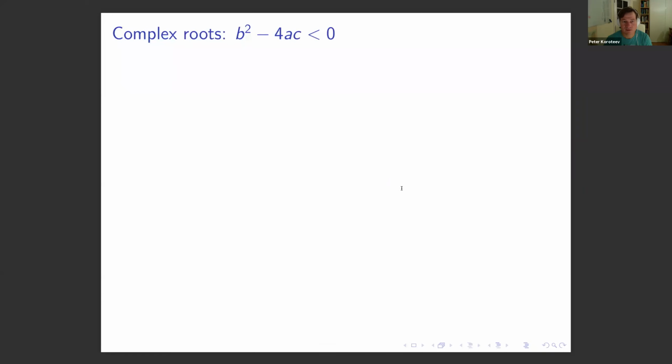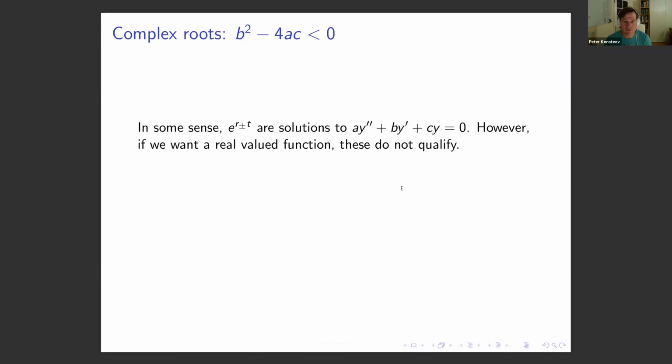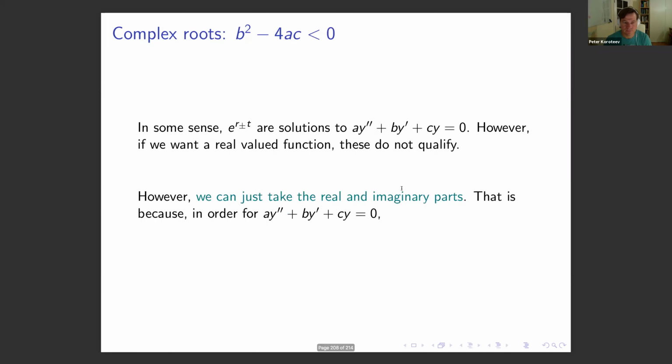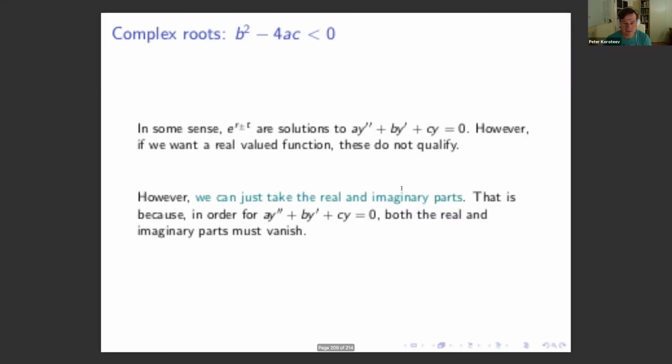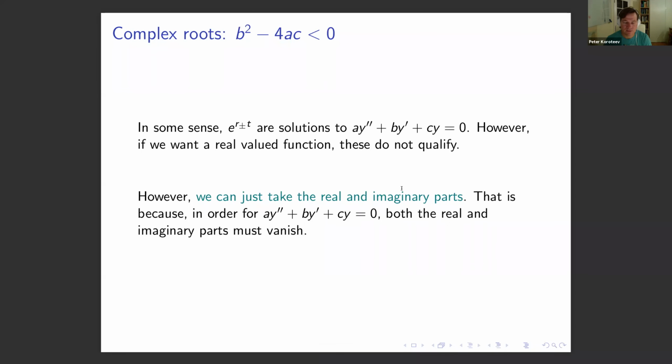So let's talk about this third case, complex roots. As we just mentioned, these are solutions of the equation. However, if you want a real valued solution, this will not fly, right? We need to do some extra work. So what if we take the real and imaginary parts of those solutions? In order for this equation to be satisfied, both real and imaginary parts must vanish.